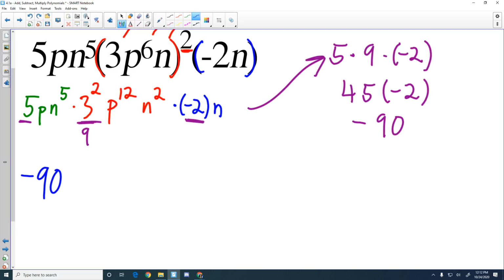I should have put it in purple. I kind of got this theme going, this color coding. There we go, much better.